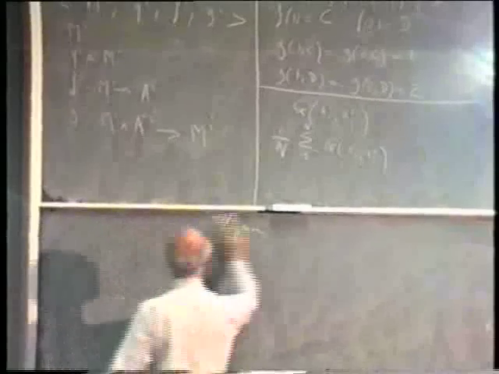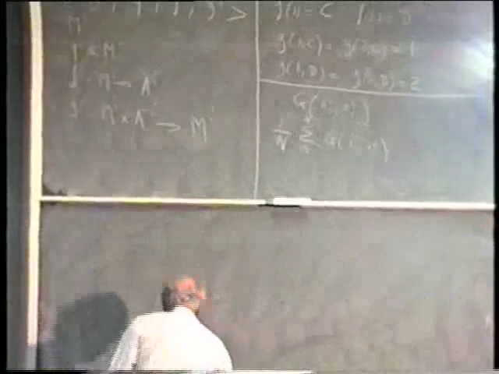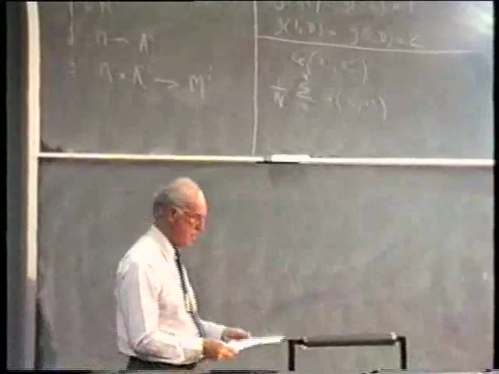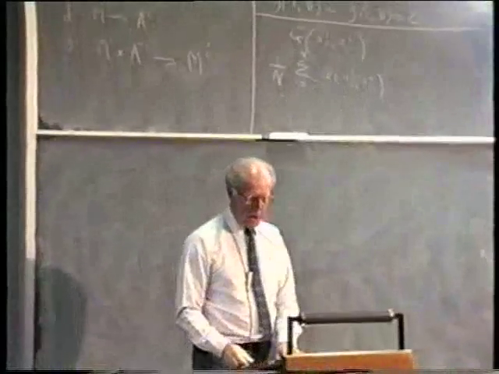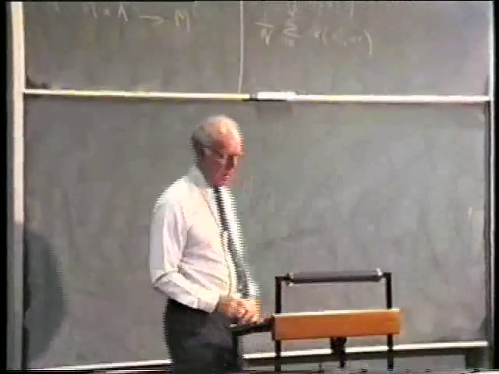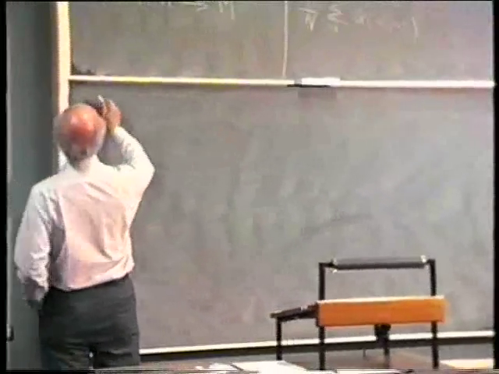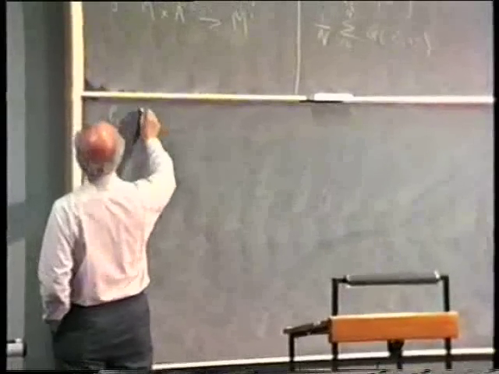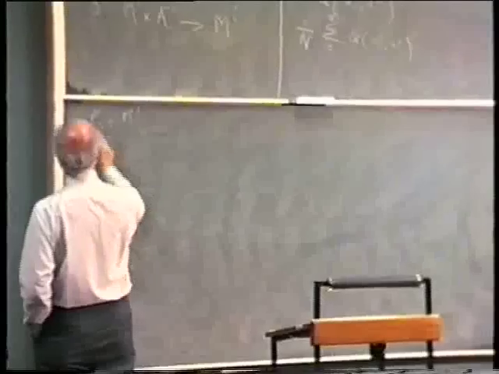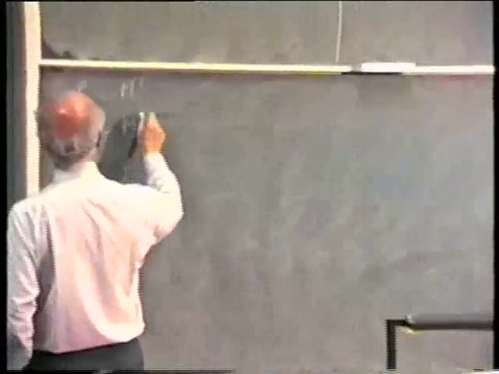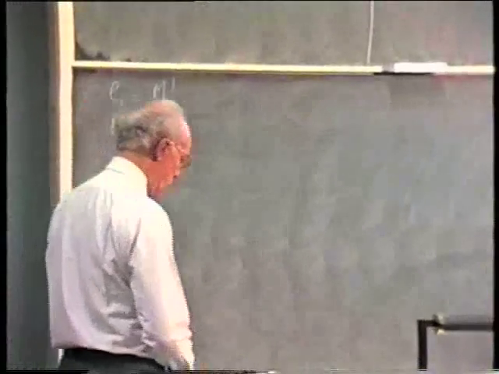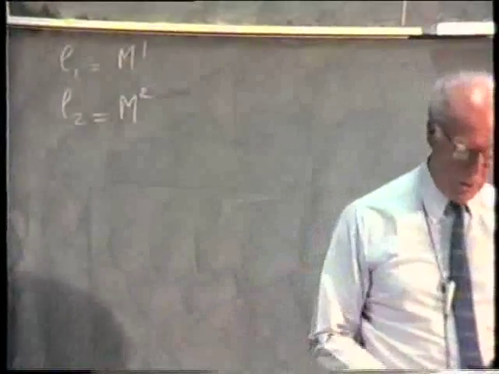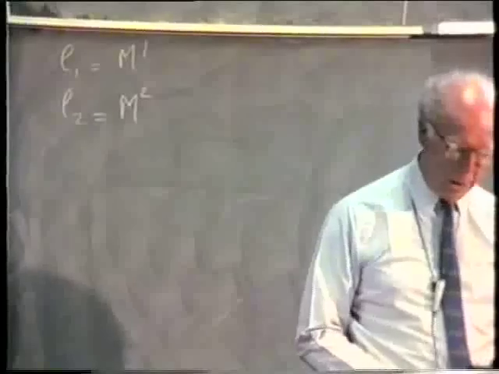I have erased the matrix, but you will remember the critical numbers 1, 1, 3, 3. And as an example, we will call for the first player, L1 will be the size of M1, and L2 will be the size of M2. L1 is the complexity of the first player, and L2 the complexity of the second.